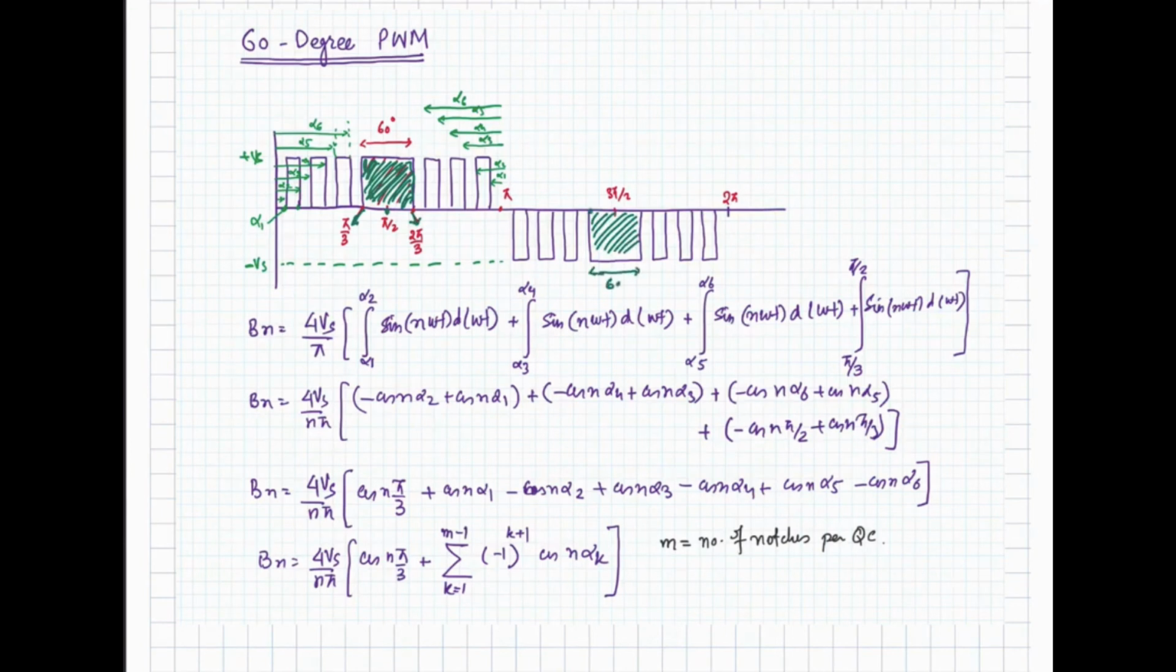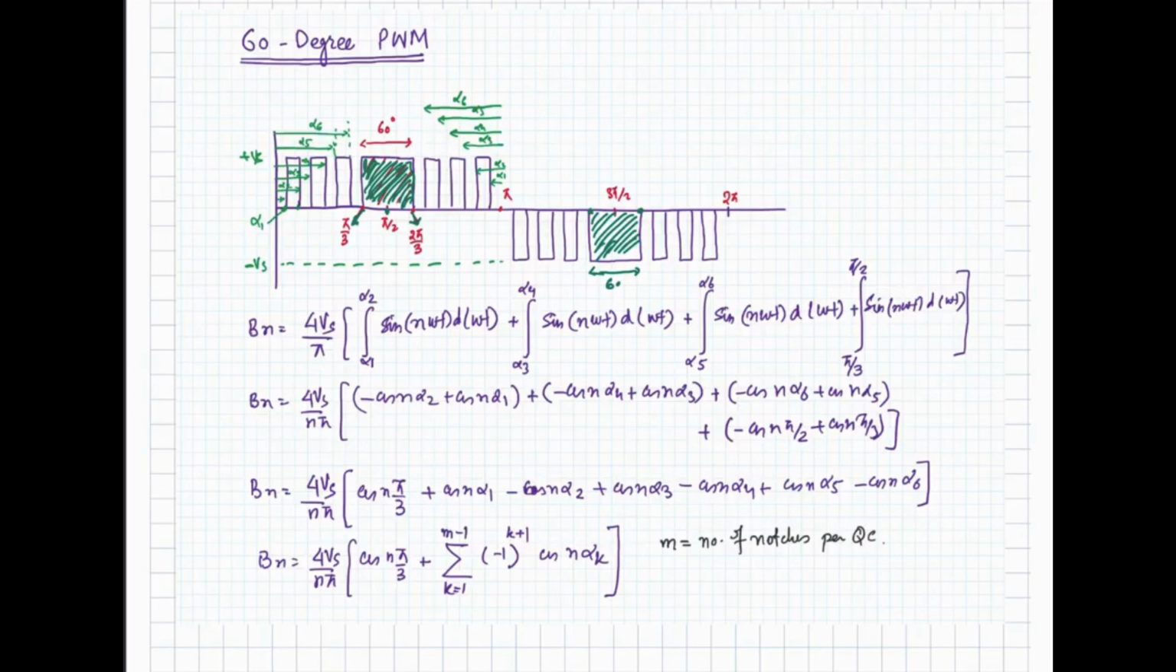So its lower limit and the upper limit will be fixed, and the other notches or the edges will be introduced to control the set of harmonics. What is the advantage of 60-degree PWM? That we will be having the higher voltage as compared to the previous techniques that we have discussed.